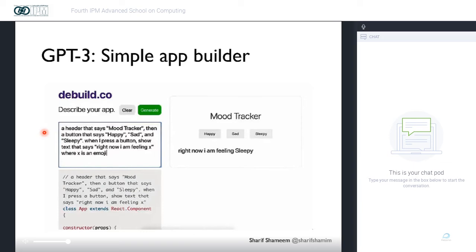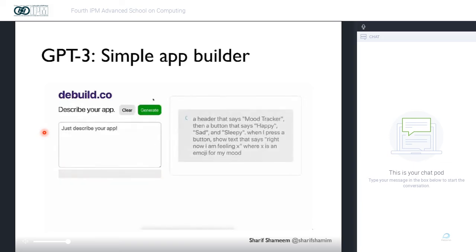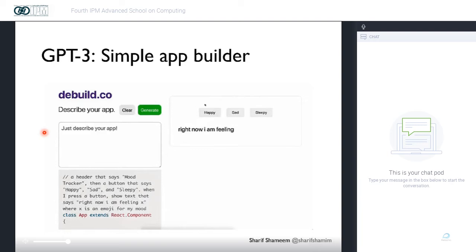So you add here that where X is an emoji. You want an emoji for the corresponding button we have. And the model generates the code with the emojis. When you press a button, it shows the corresponding emoji for you.